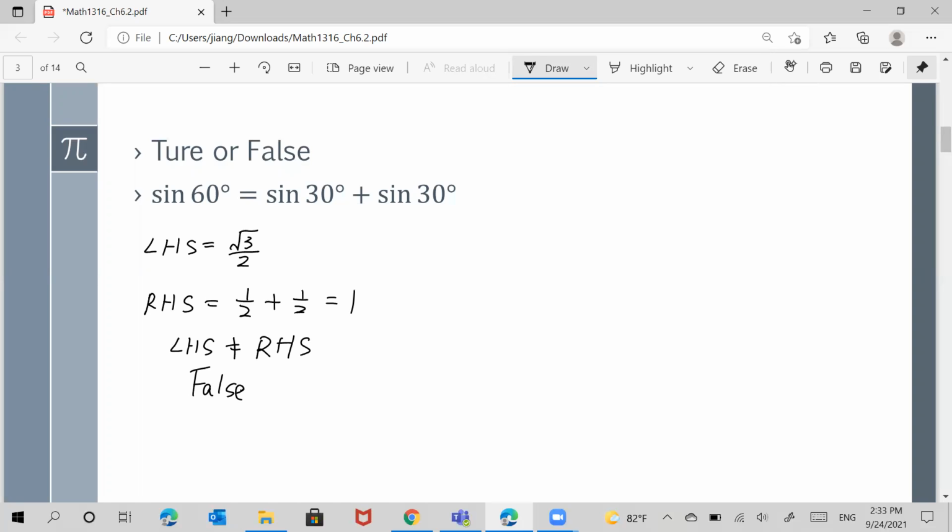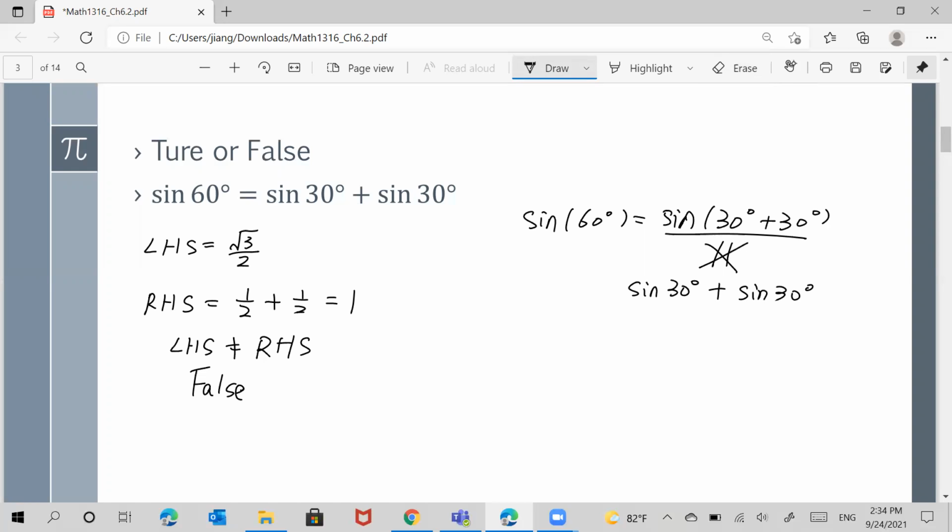What's the meaning of this counterexample? It means that even though we know sine 60 equals sine of 30 plus 30, I can't say that sine 60 degrees equals sine 30 degrees plus sine 30 degrees. This is false because we already proved that.